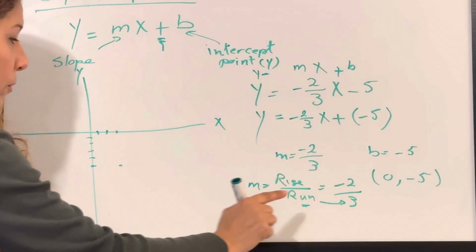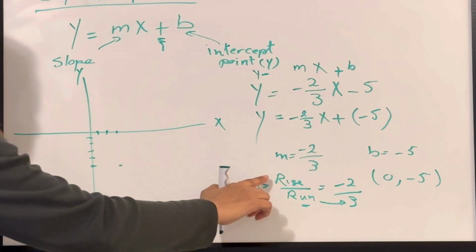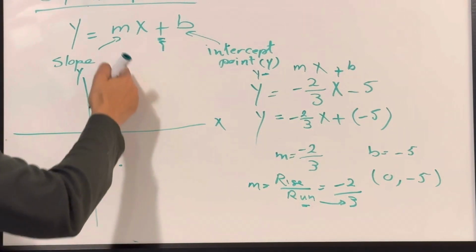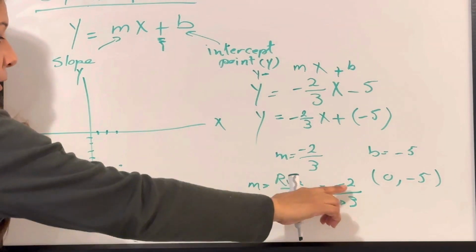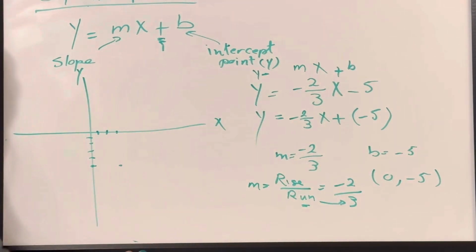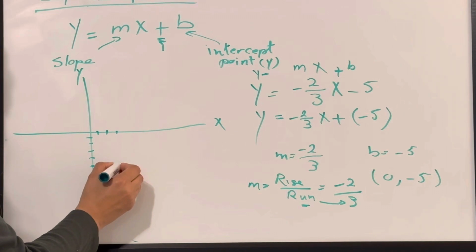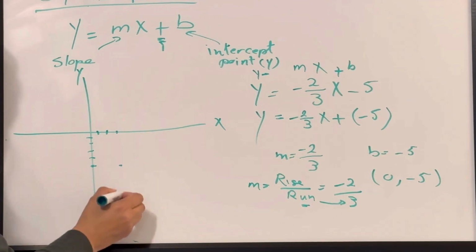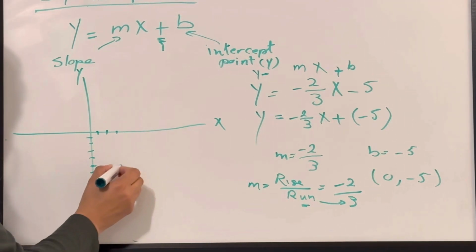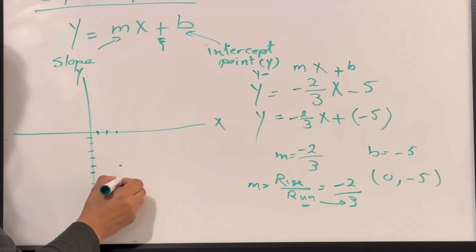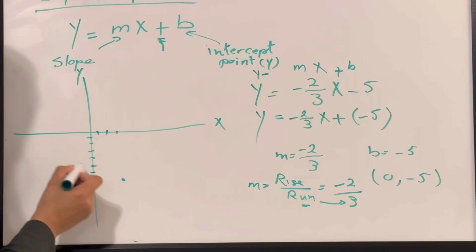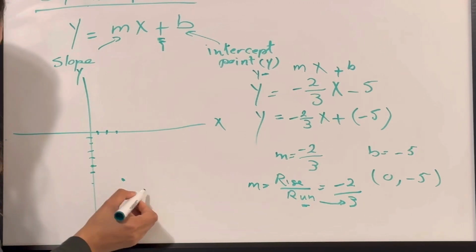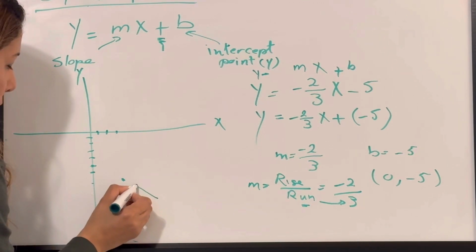Then after I run 3 here, the rise is -2. As we said, the rise can be up or down. When the slope is negative, I will go down. So after I reach 3, I will go -2, like 2 points down, 1, 2. Now I have another point on the line. Now I have to connect these 2 points together to get the line.